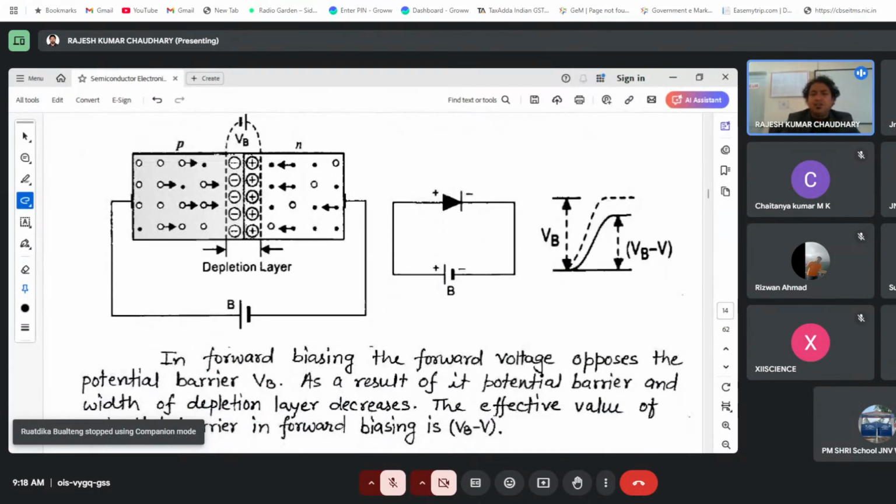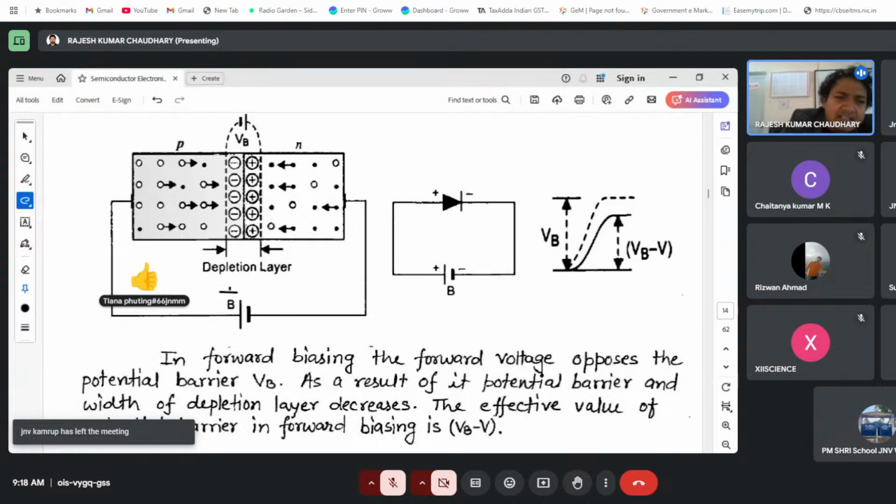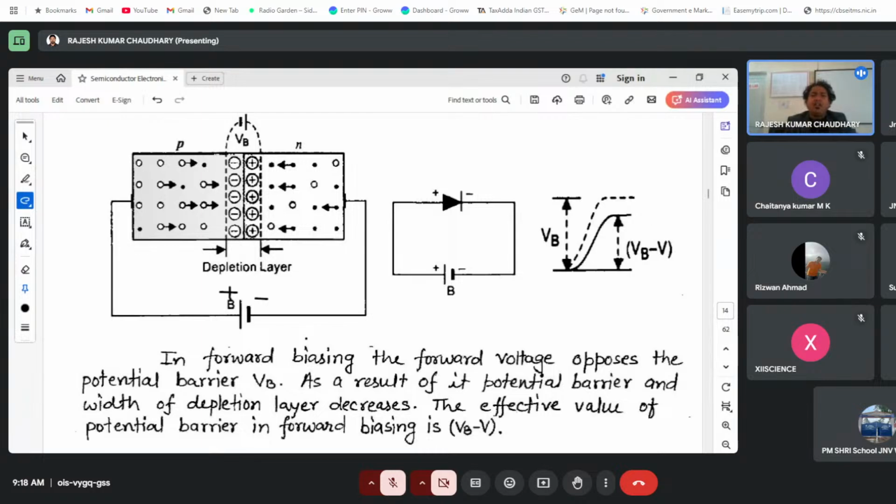In forward biasing, it is very simple: P type semiconductor is connected to positive and N type semiconductor is connected to negative. You can just write it down, very important thing. Okay, in forward biasing, what are we talking about? We are talking about forward biasing.